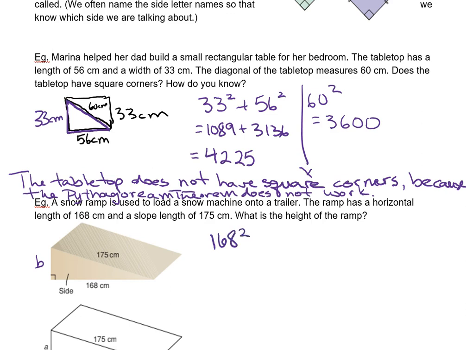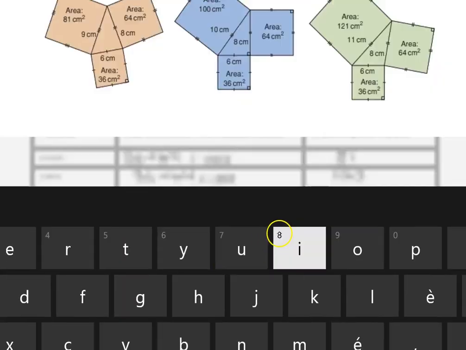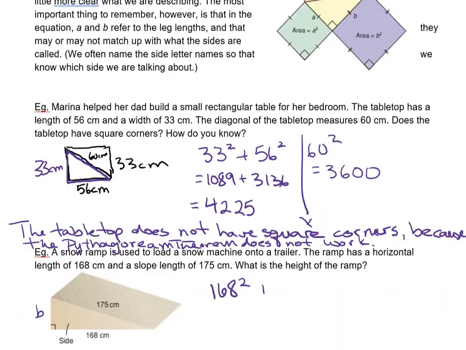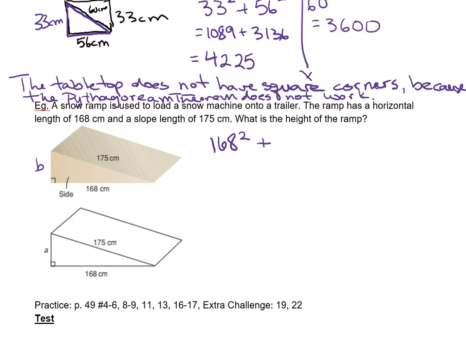168 squared, so if I took the square of that and I added, oh look, there it is. I've added that to b squared, whatever that would end up being. So this little square here and this square here, okay? I know if I add those two up, it's going to equal 175 squared. Because I can see this is a right angle. Oh, and they called it A. So let's change that to A.